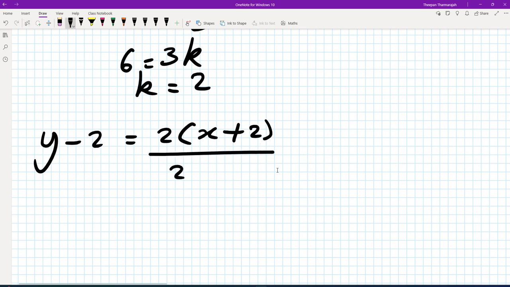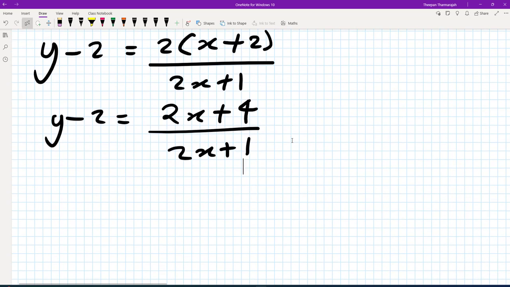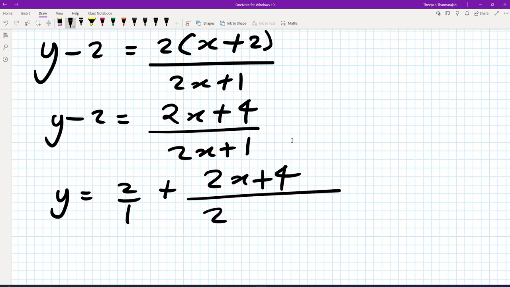Now, the book doesn't really explain this clearly, but it should be y minus 2. Expand the brackets here. We're going to get 2x plus 4 over 2x plus 1. So we're going to sort this out or tie this up. So it's going to be 2 over 1 plus, when you bring the 2 over, 2x plus 4 over 2x plus 1. And then we're going to times this by 2x plus 1. And times this by 2x plus 1.